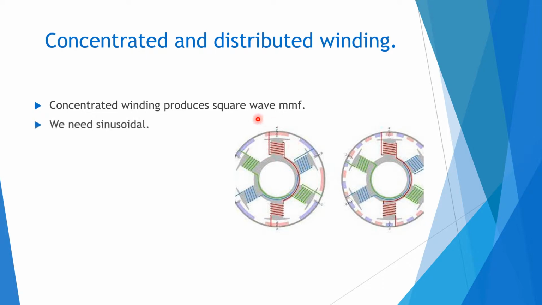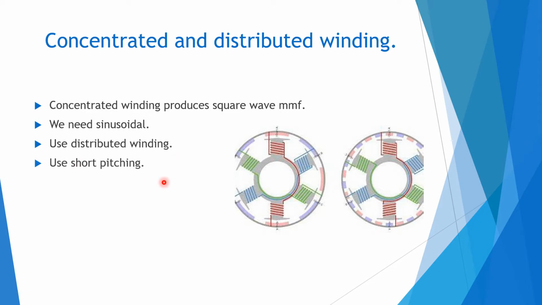Now, a square MMF is not what you want to produce current or to produce torque. You need a sinusoidal wave. So you use distributed winding. Instead of being concentrated at one point, you distribute the current, and this makes it much smoother. It first goes slowly up and then slowly down, and that's what a sinusoidal wave is. So you have to distribute the winding such that it looks like a sinusoidal wave.